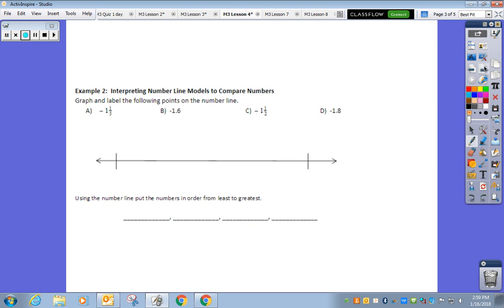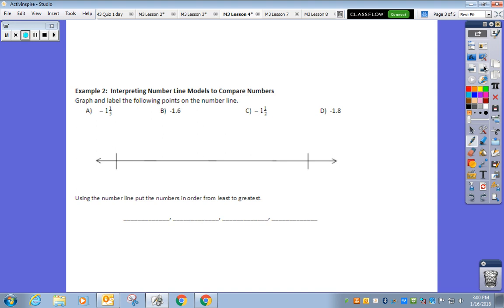Okay, so example 2 wants us to graph and label the following points on the number line. So if we look at all of these points, we notice that we've got fractions and decimals that we need to graph. So there are a couple of different ways we can do this. We can either turn all of the numbers into decimals or turn them all into fractions. I'm going to do all of them into fractions right now just because I think it's easier to do the denominators, but it really doesn't matter which way you do it. You can turn them all into decimals.